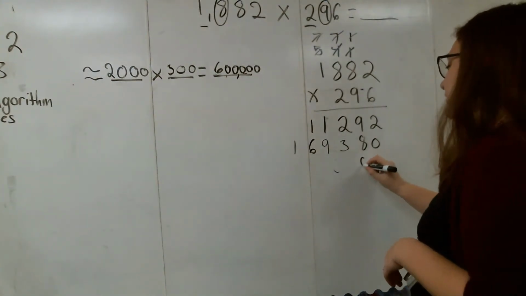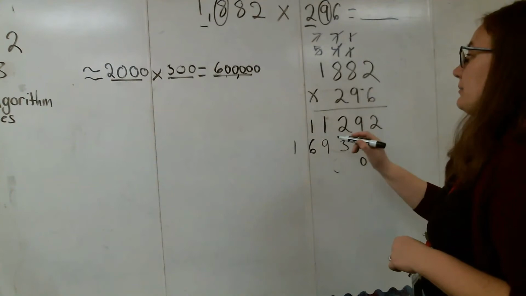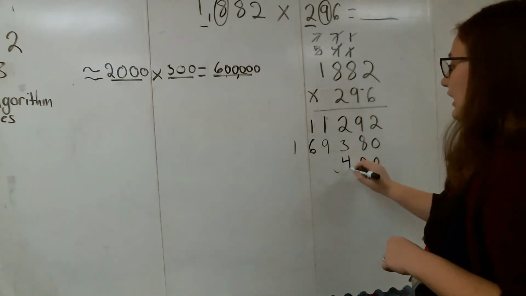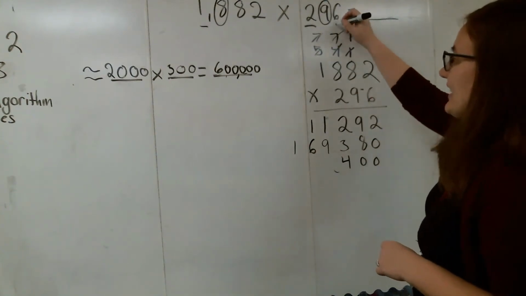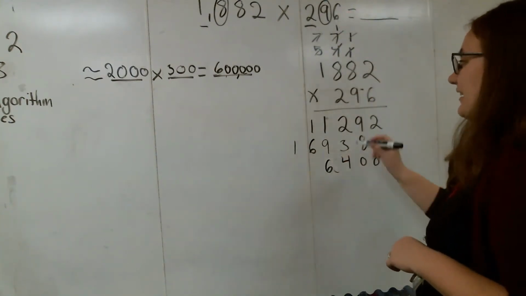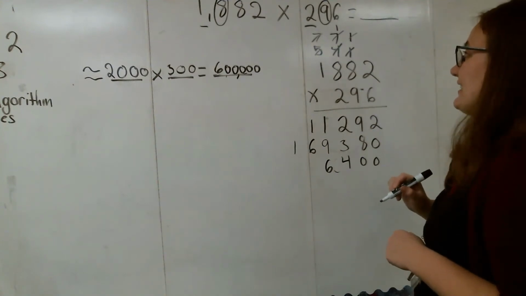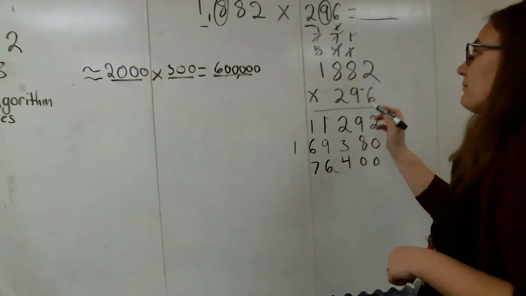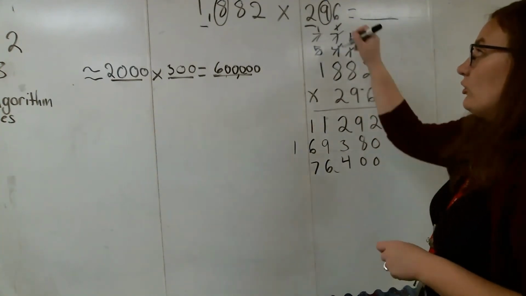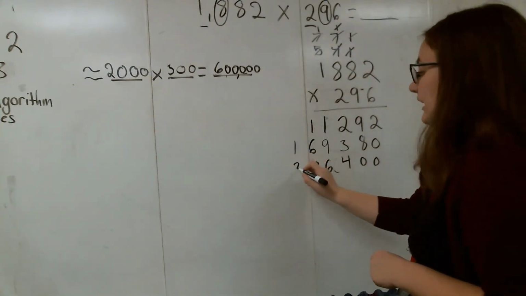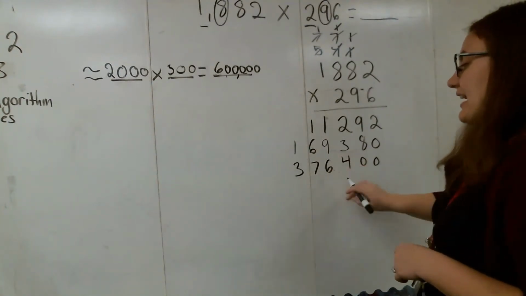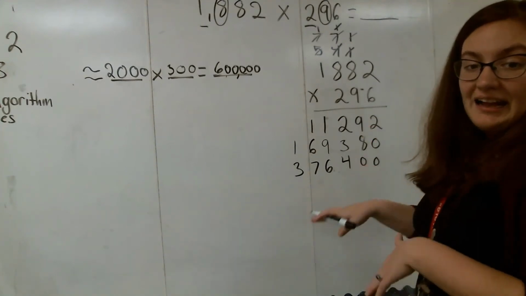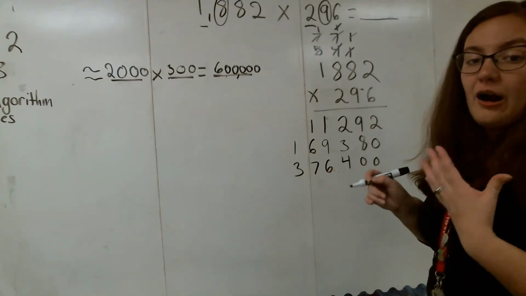Now let's move on to our final place value, our 2 in the hundreds. I need my 2 placeholders, and then I'll start multiplying. So we have 2 times 2 is 4. 2 times 8 is 16. Carry the 1, leave the 6. 2 times 8 again is 16, except I need to add 1, so that is 17. And then I do 2 times 1, which is 2. 2 plus 1 is 3, which gives me a second partial product of 376,400.